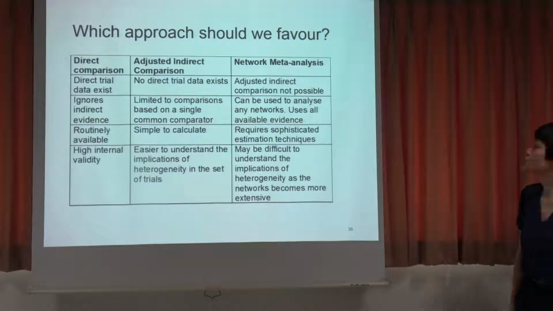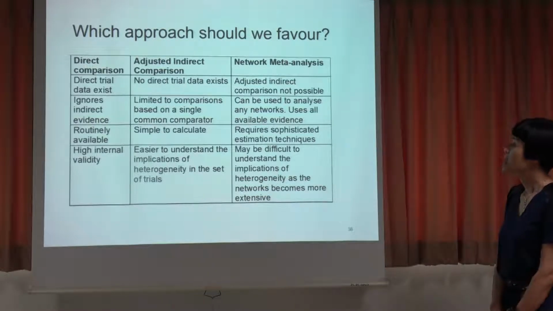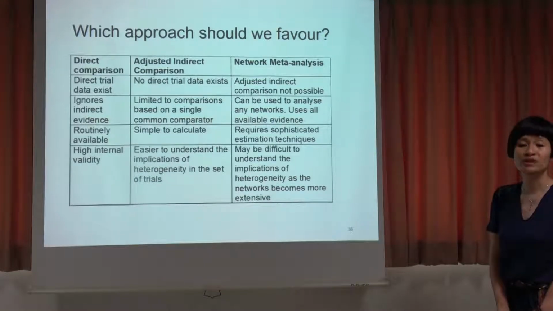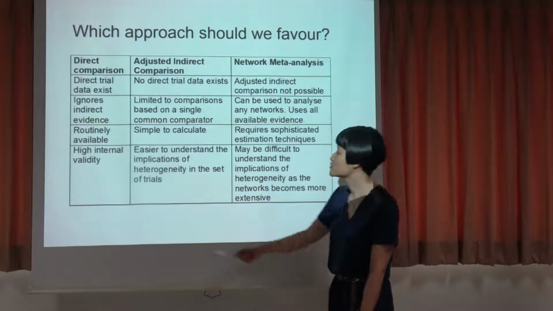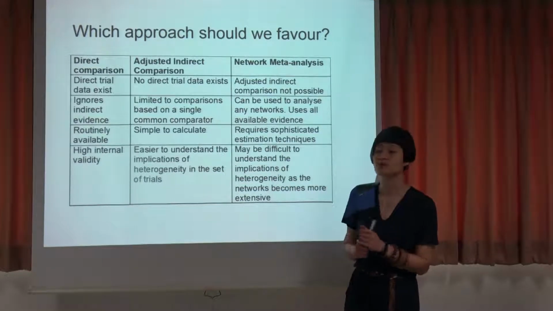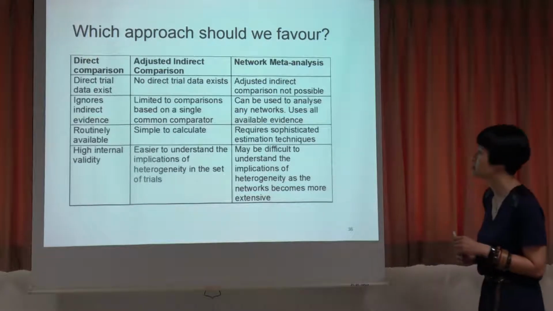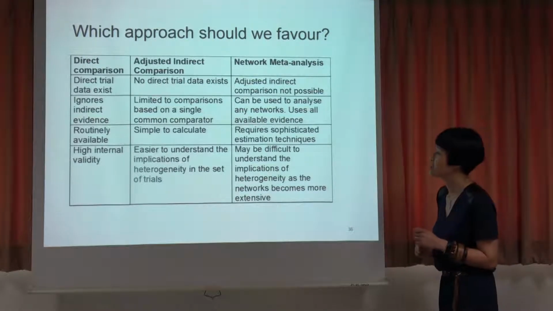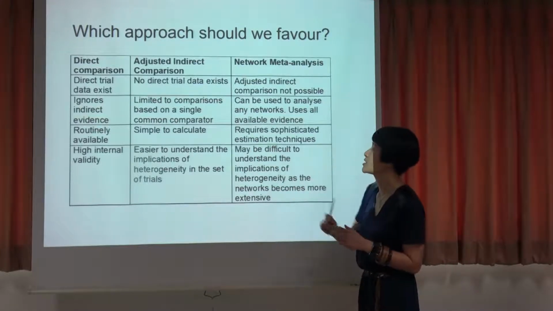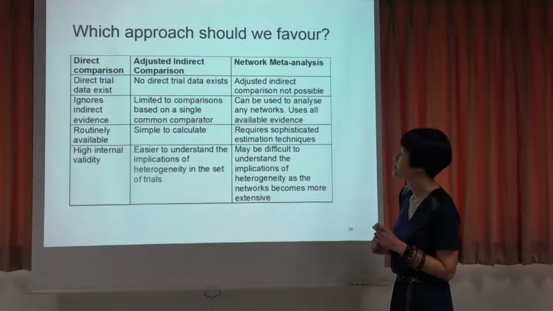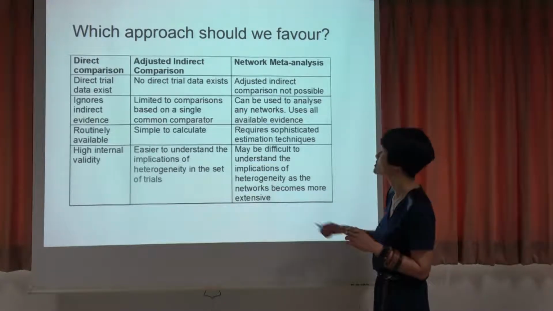So which approach should we favor? Direct comparisons are ideal when there are direct data, but they ignore the indirect evidence, so it's not always going to be the best approach. It's routinely available, easy to implement, and has high internal validity because you're quite restricted in terms of what you're including. Adjusted indirect comparison can be used when there is no direct evidence, and it is limited to comparing based on a single common comparator, because you need an anchor for your adjusted indirect comparison.